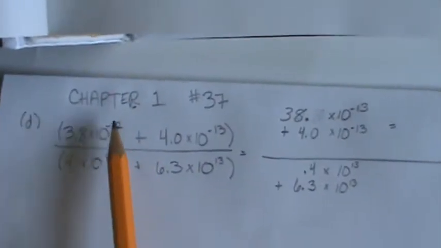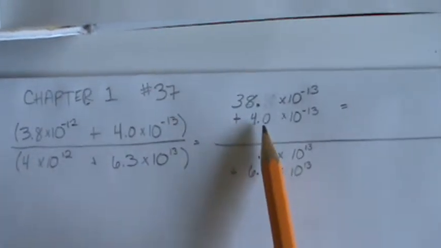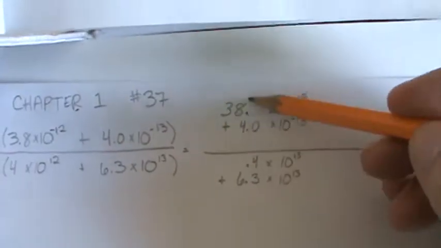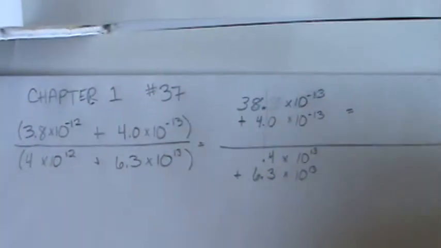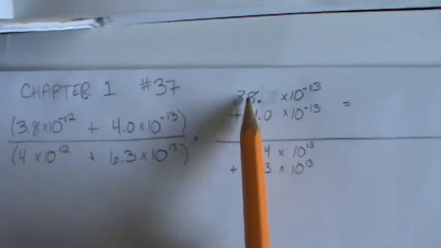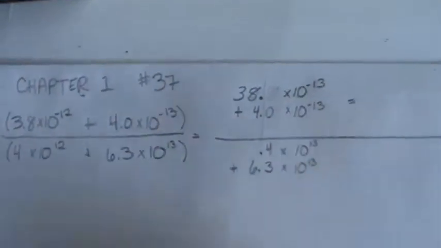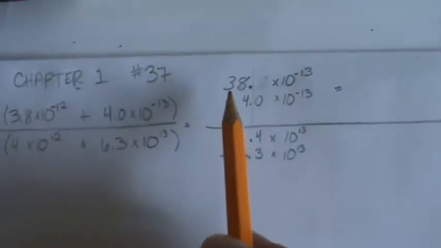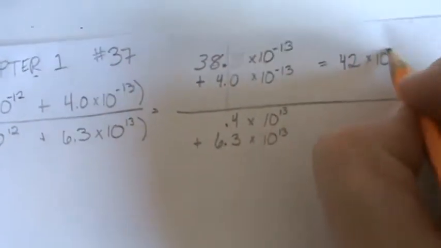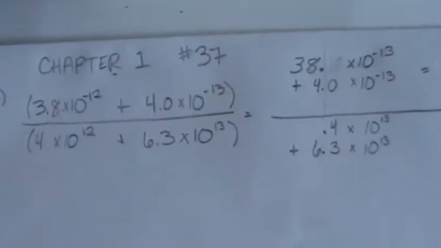So 3.8 times 10 to the negative 12th, because of the direction we're going, becomes 38 times 10 to the negative 13th plus 4.0 times 10 to the negative 13th. And the way our adding and subtracting rules work is that we can only go with the number of significant figures from the lowest number of decimals. Okay, so here we have nothing after the decimal, so we can't include this number after the decimal, and so 38 plus 4 becomes 42 times 10 to the negative 13th. And I know that's not standard, but that's okay because we're going to be typing in the calculator in a minute anyway.